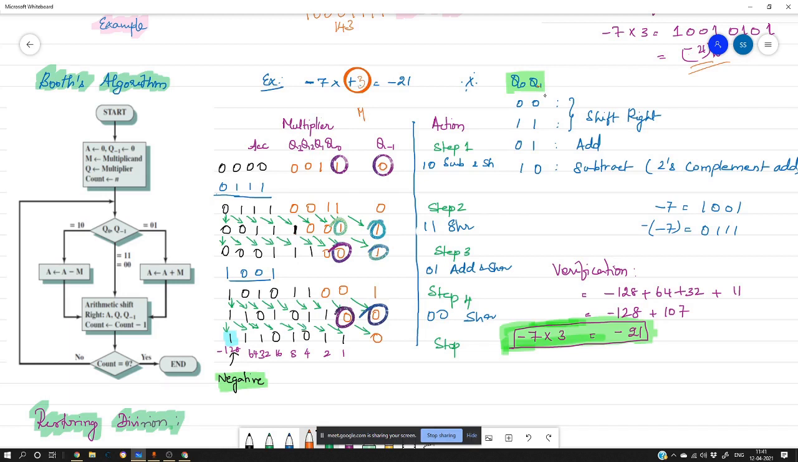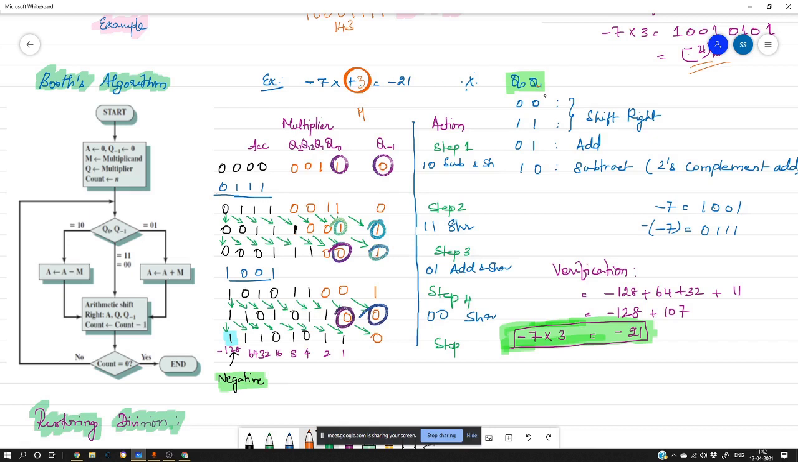So now what we do is, as in the previous case, you initialize the accumulator and the Q register and also the multiplicand. So that is what has been shown here. A is moved with 0 and Q minus 1 is also moved with 0. M is populated with the multiplicand and Q is populated with the multiplier, and count is moved with the number of bits in the multiplier or the multiplicand. Since both are going to be the same, you can take any one of these for count. So it is 4 bits here.